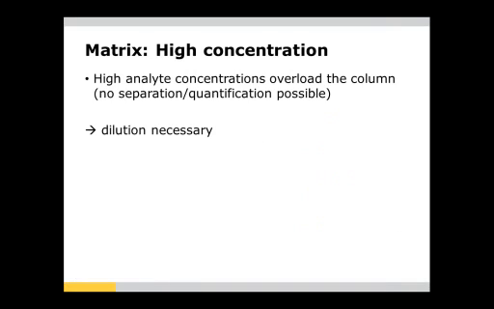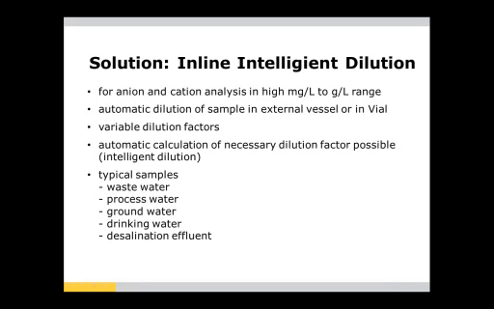Second, we are talking about the high concentration or the high salt content in the different sample matrices. The high analyte concentration can really overload the analytical column, and sometimes it may not be possible to have a good baseline to baseline separation of the analytes of our interest. So it's really recommended to do an appropriate sample dilution. The inline intelligent dilution is then a recommended sample preparation technique, which is best suitable for the ppm level to the grams per liter of the analyte concentration.